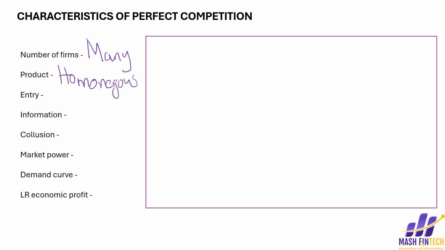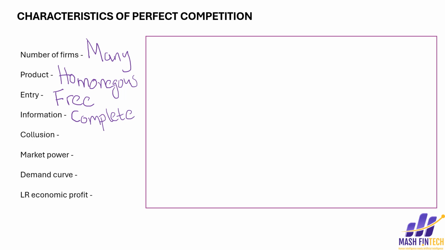In a perfectly competitive market, it is easy to enter the market and it is easy to leave the market. So any firm can freely enter the market. If things are not going well, any firm can freely leave the market. The information is complete. Everyone knows what everyone is doing. The consumers know where to get the products. The firms know what the other firms are doing, what the other firms are selling, and at what price.